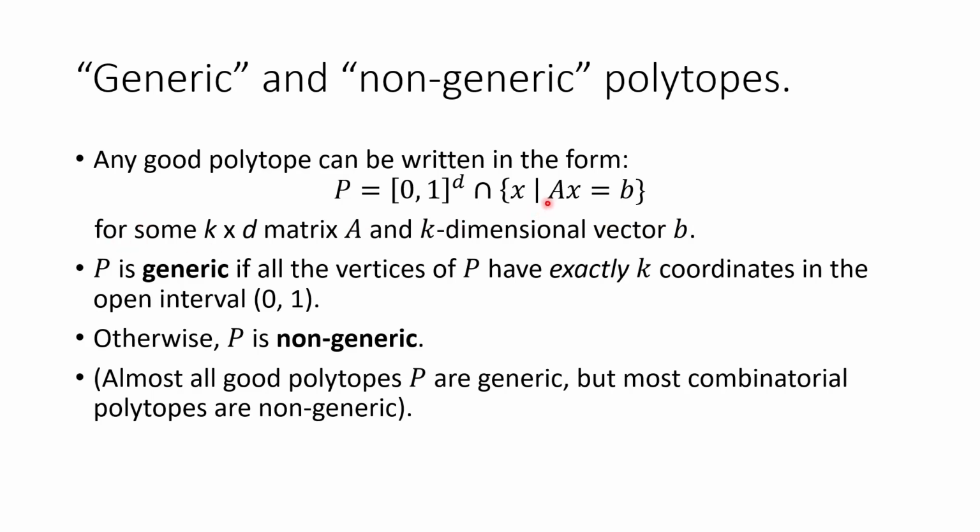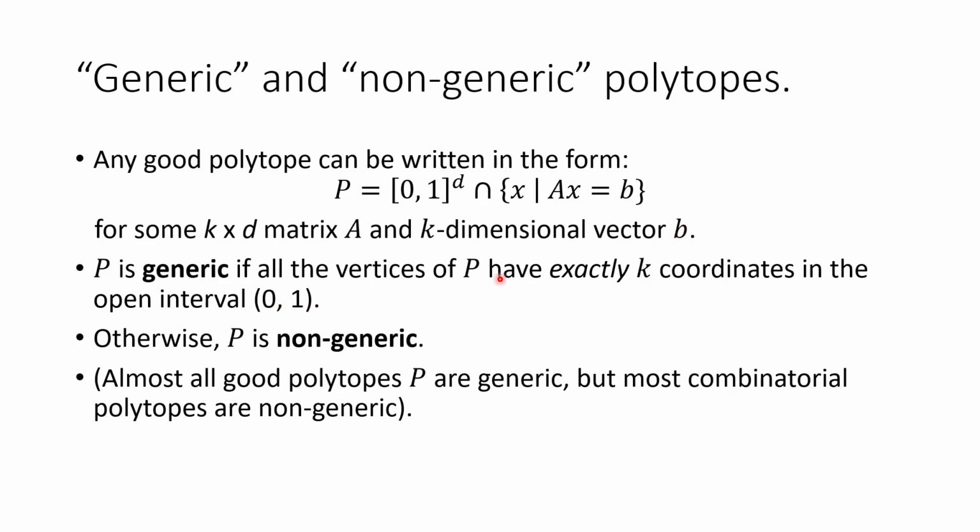And we can write this as x such that Ax equals b for some k by d matrix A and k-dimensional vector b. And we'll say that a polytope is generic if all of the vertices of P have exactly k coordinates in the open interval (0, 1). The reason why this is generic is that if you choose a random b, you should expect this to be true.